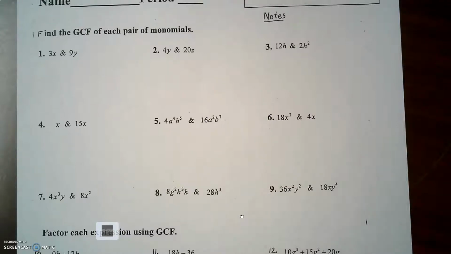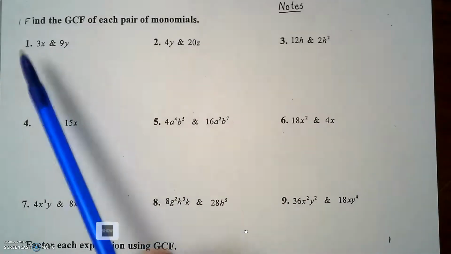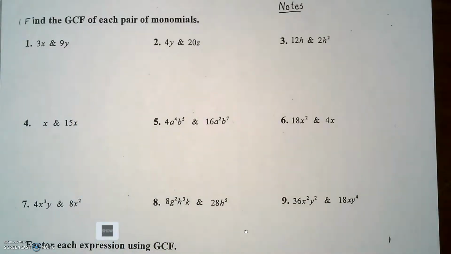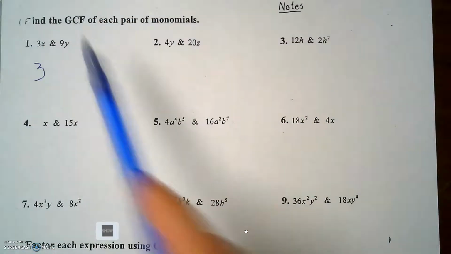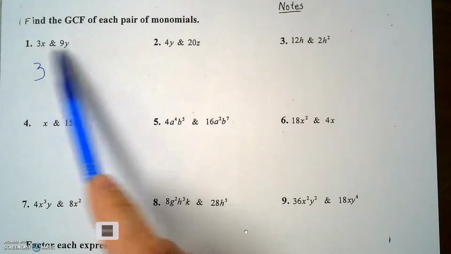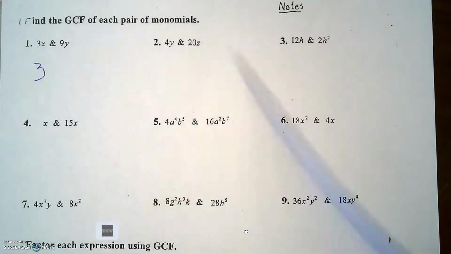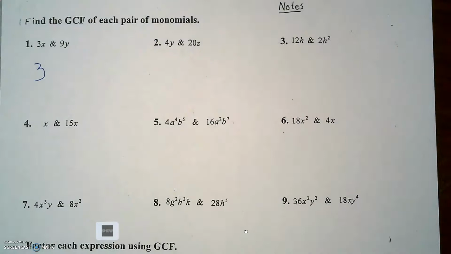So we'll first start with looking at the coefficients. You look at 3 and 9. Well, what's the biggest number that goes into 3 and 9? It's a 3. 9 is too big; 9 doesn't go into 3 evenly. So it's a 3. Now you look, this has an x, this has a y, but neither one is common between both terms. That's what the C stands for. So only 3 can go into those two terms. 3 is the greatest common factor.